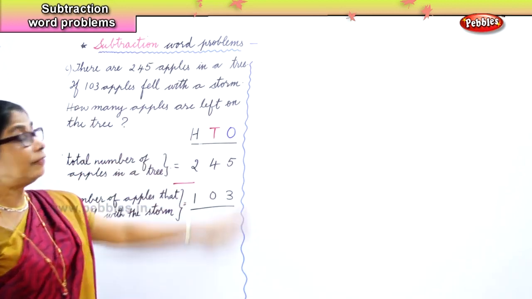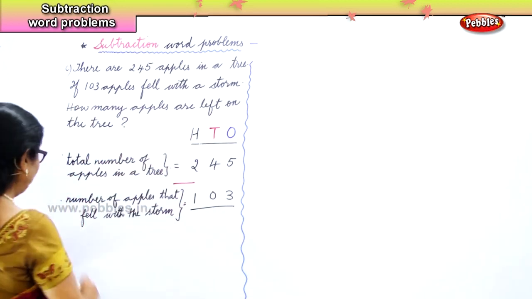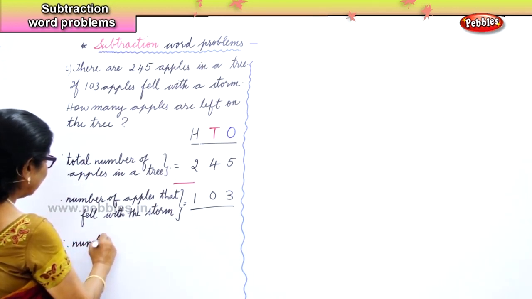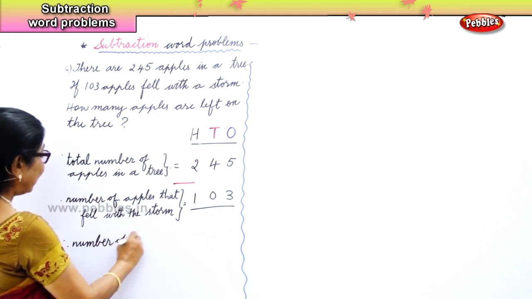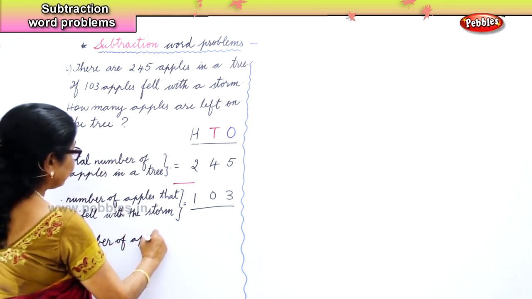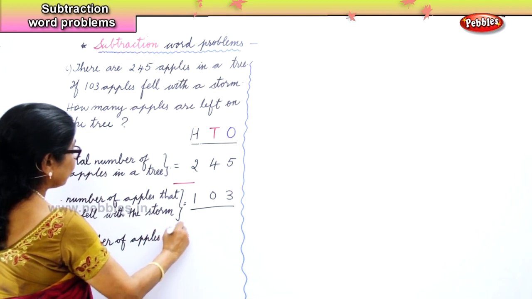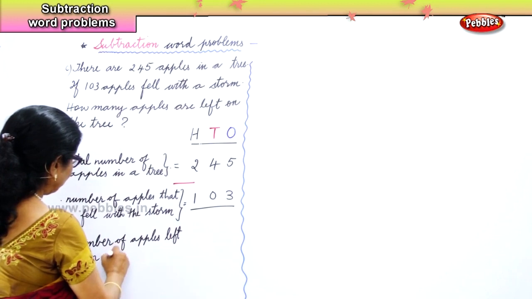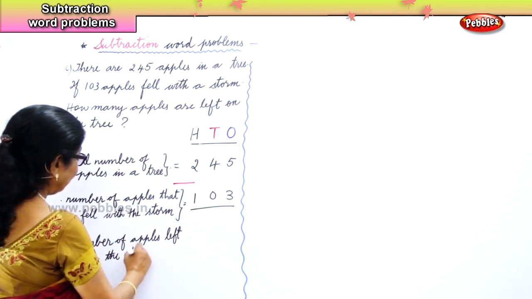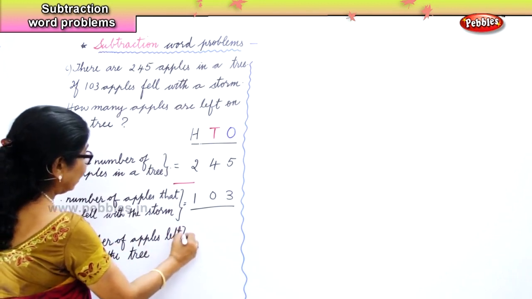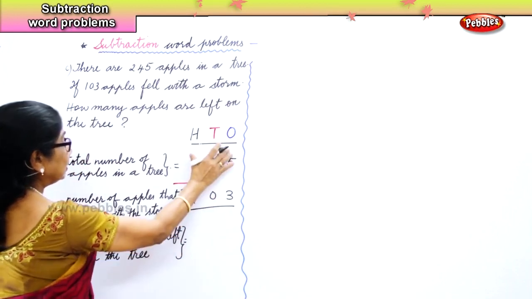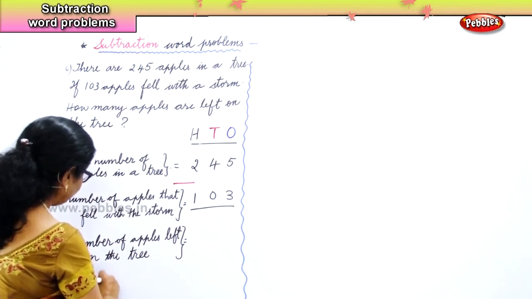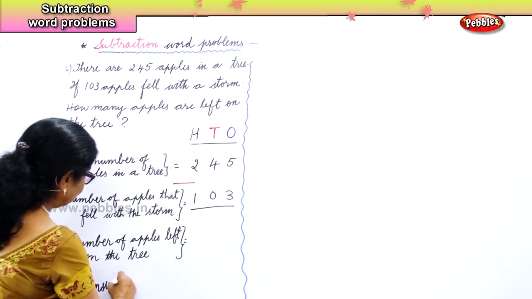How many apples are left on the tree? Therefore, number of apples left. Number of apples left on the tree. Number of apples left on the tree is this minus this. And then we'll write the answer.